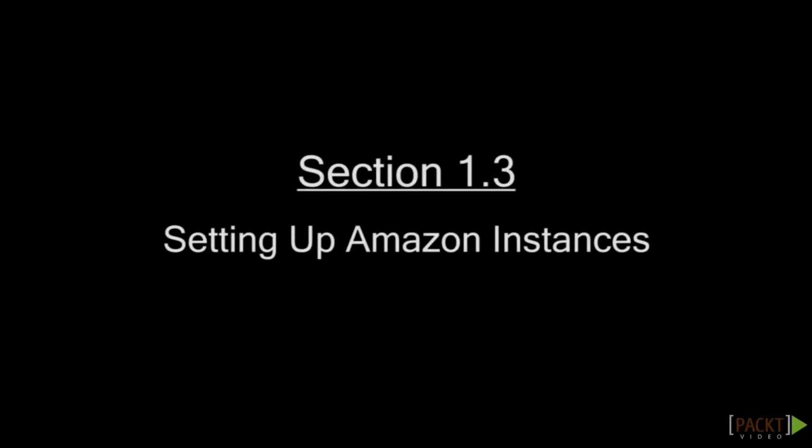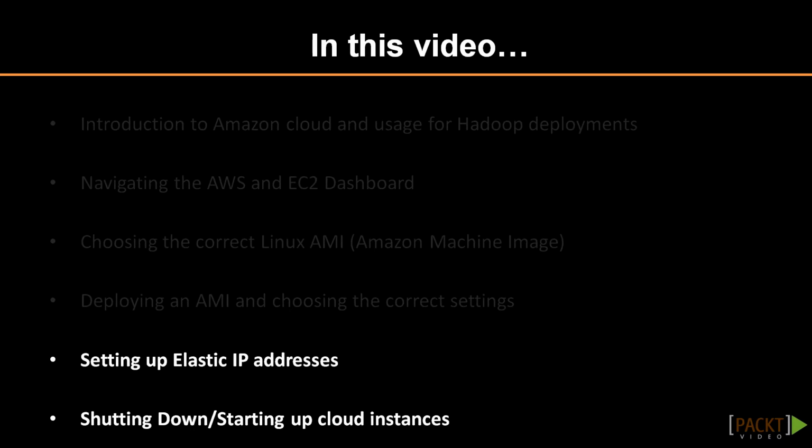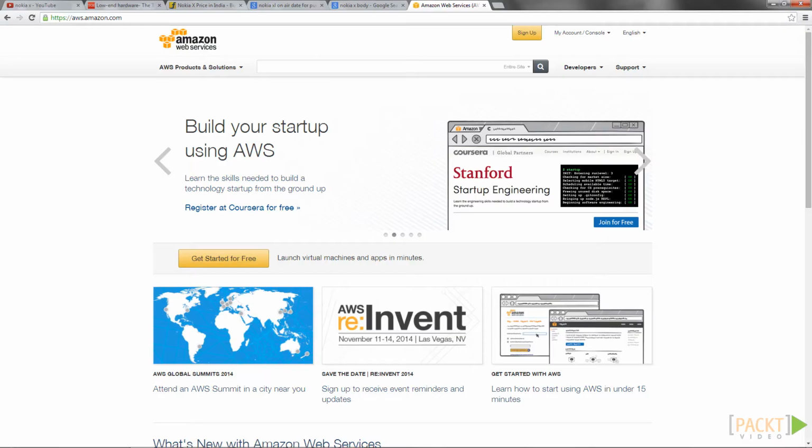Hello and welcome to Building Hadoop Clusters. This is Section 1, Video 3, Deploying Cloud Instances for Hadoop. In the previous video, we learned how to choose an Amazon machine image and how to deploy the AMI with the correct settings. In this video, we will talk about setting up elastic IP addresses and shutting down, suspending, and starting up cloud instances. First, let's navigate to the AWS website.